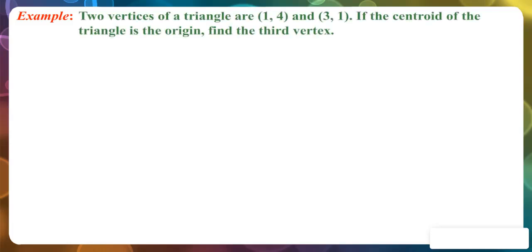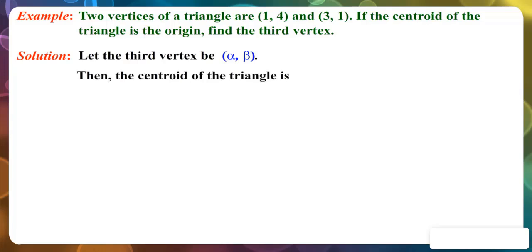Let's take the next example. Two vertices of a triangle are (1, 4) and (3, 1). If the centroid of the triangle is the origin, find the third vertex. Let's solve this. Let the third vertex be (alpha, beta).